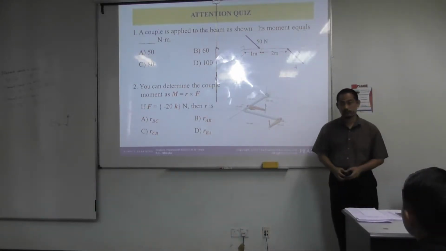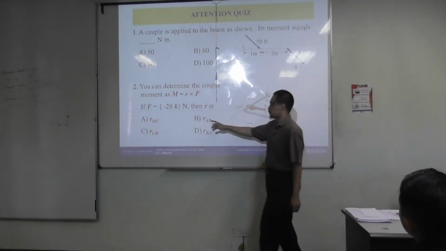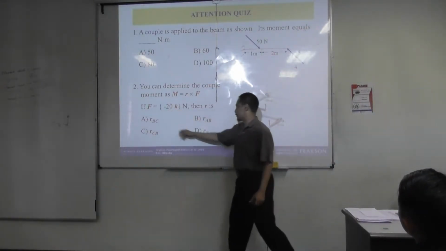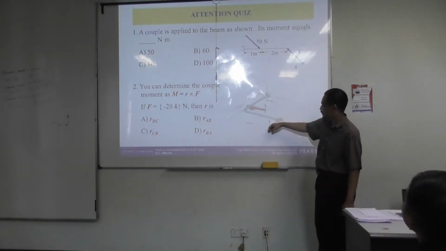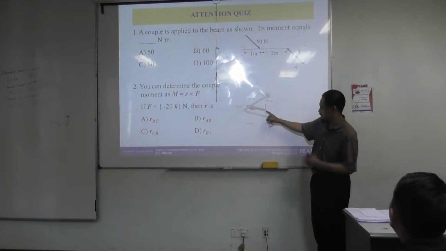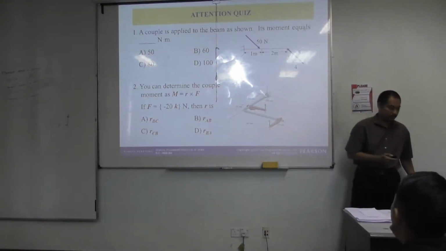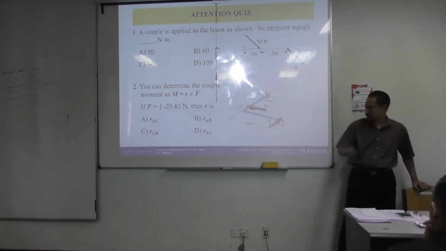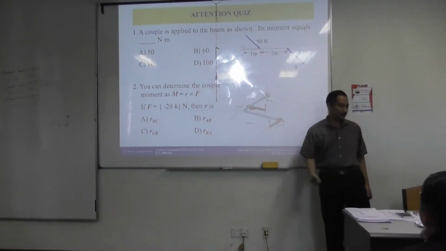Can't be RAB? No, because the question says if we take F is minus 20k, meaning obviously F is this one, right? So by definition, you cannot take here to here, because of the concept that we use in terms of the equation. If you want to take RAB, then you have to take F equal to positive 20k. Basically, that is what it means.